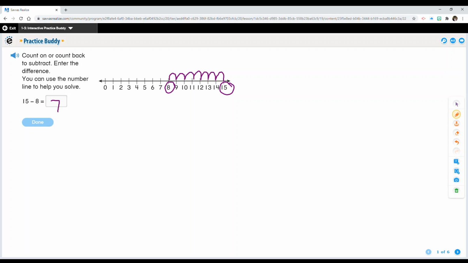Now, if you were going to count back, you would then start at 15 and you would count back 8. 1, 2, 3, 4, 5, 6, 7, 8. And there our answer is 7. We still come up with 7. So there are two ways you can use the number line to subtract.